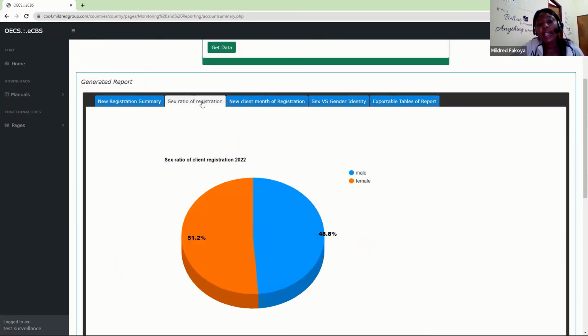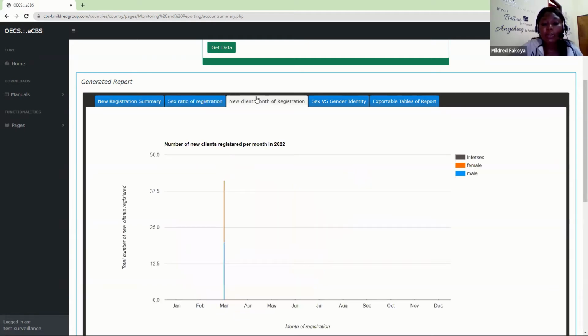The next is the sex ratio of the registration. So it tells you the percentage of females and the percentage of males and the percentage of intersex. And because we have data for just males and females on this trial system, we have the system giving us percentage of female clients who accessed care or who accessed services, and male clients who accessed services. And then we have that registration distributed by the months of registration. And for each month, it gives us the number of males and the number of females.